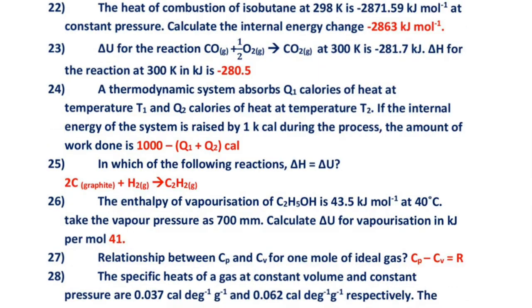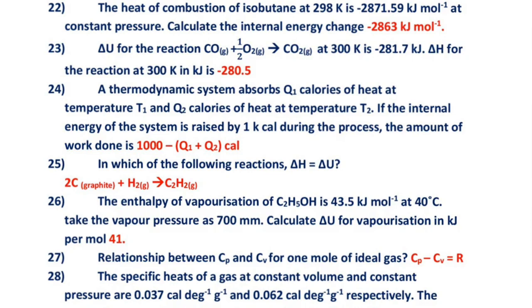The heat of combustion of isobutane at 298 Kelvin is minus 2871.59 kilojoule per mole at constant pressure. Calculate the internal energy change. Minus 2863 kilojoule per mole. Delta U for the reaction CO plus half O2 gives CO2 at 300 Kelvin is minus 281.7 kilojoule. Delta H for the reaction at 300 Kelvin in kilojoule is minus 280.5.